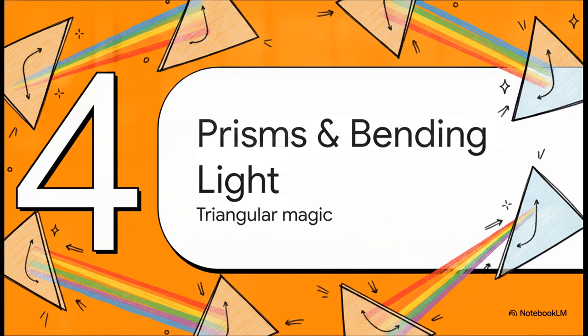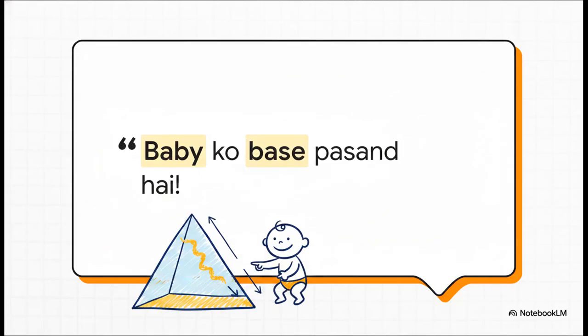This is where things get a little triangular. I absolutely love sharing this funny, super memorable mnemonic from our source material to help you remember exactly how a prism works. "Baby coal base passande." Basically, for those who don't know, it translates to "the baby likes the base." Now, what on earth does this have to do with physics?